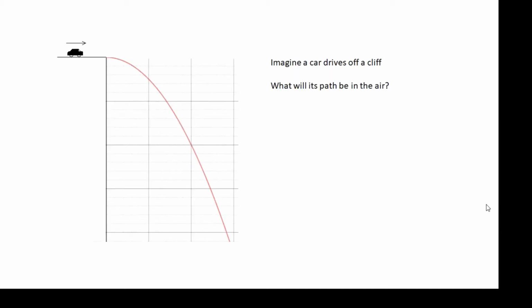Imagine a car drives off a cliff. What will its path be in the air? Well, if it drives off a cliff, it will become a projectile. And the path of a projectile is called a parabola. Okay?